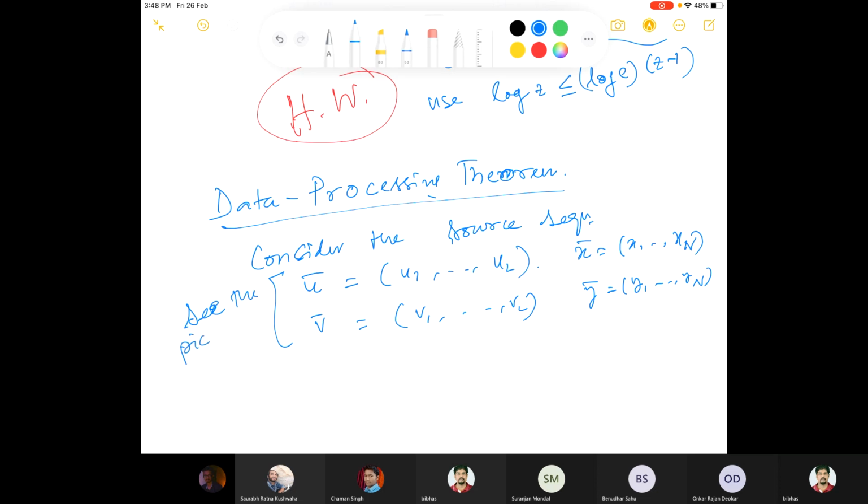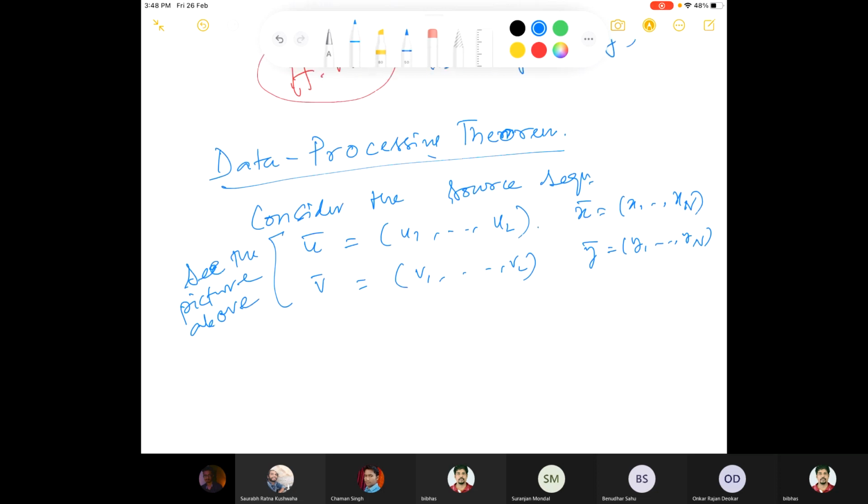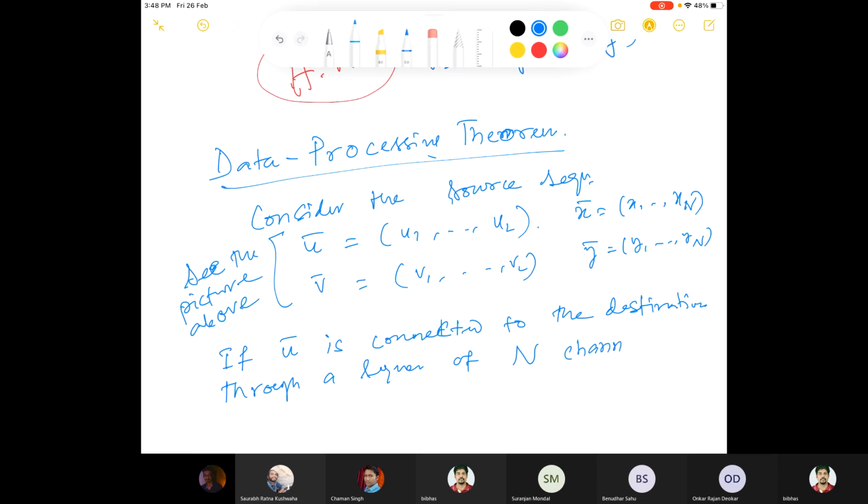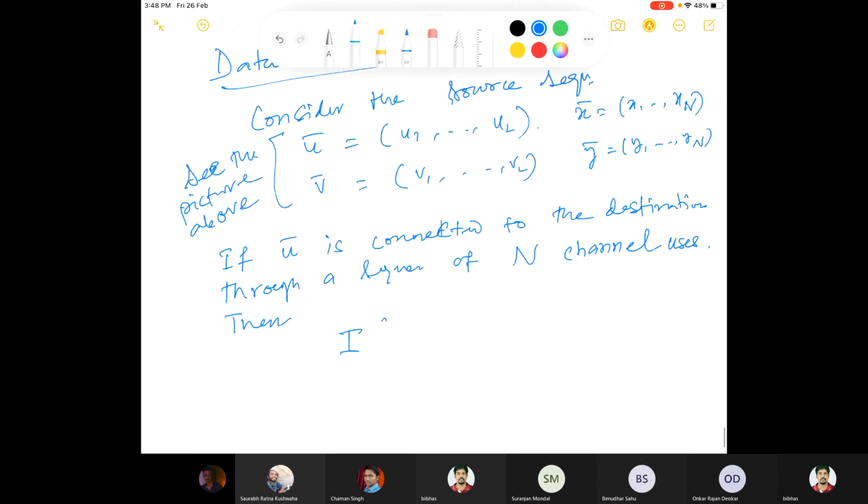See the picture above, the picture of the communication system. Then the conclusion of the theorem is the following: that if U bar is connected to the destination through a sequence of n channel uses, then I of UL, VL is less than or equal to I of XN, YN.